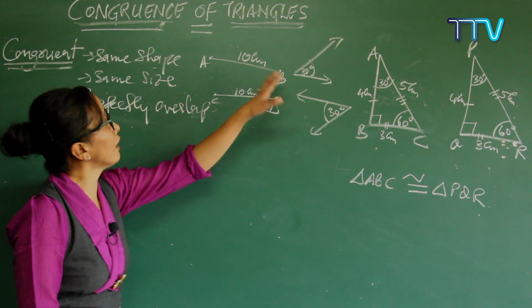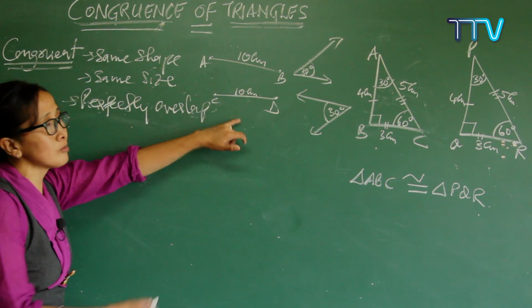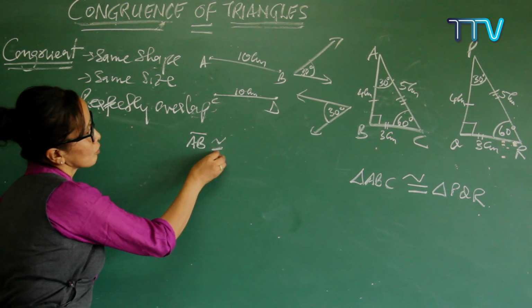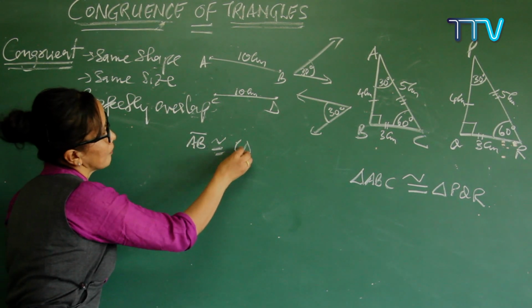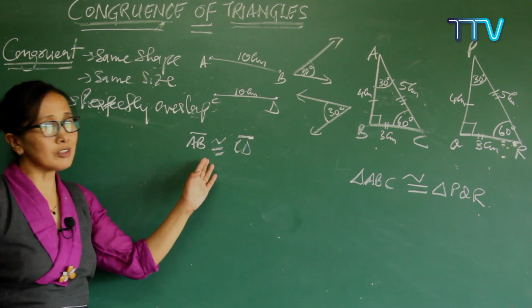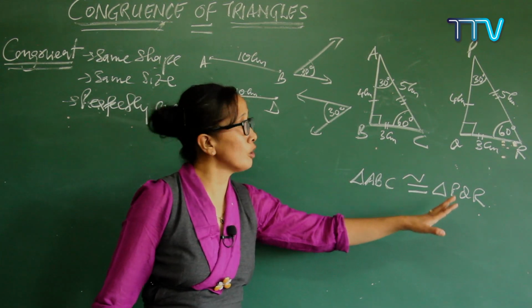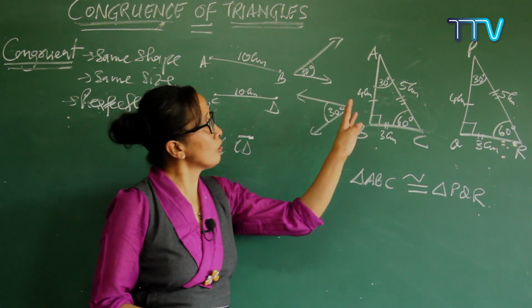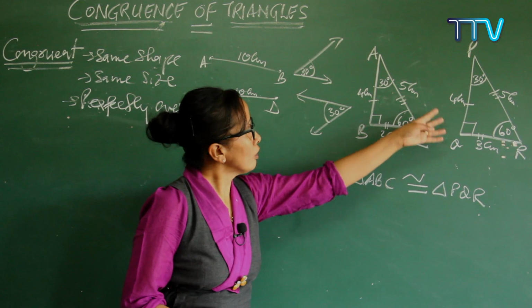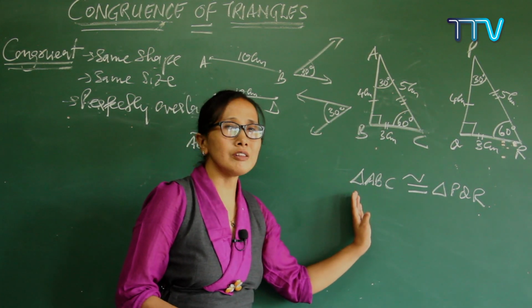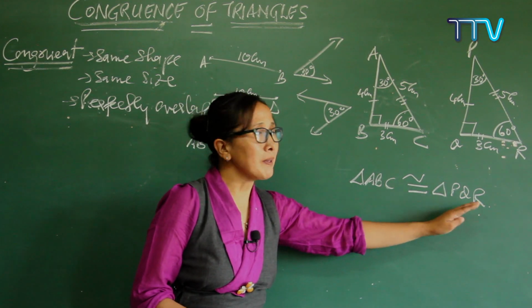Same here, and this line is congruent to this means here, line segment AB is congruent to line segment CD. This is the symbol of congruence, congruent to each other, understood? So now see, by looking at all six parts being equal to each other, therefore triangle ABC is congruent to triangle PQR.